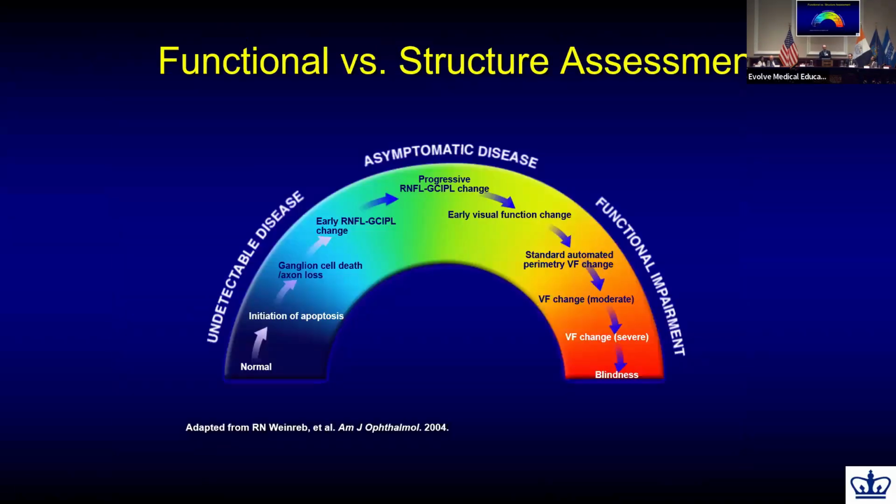More recently, of course, and this is an article from Weinreb and Peng Khaw, looking at visual field change in the glaucoma continuum. Again, only in the latter part of the disease process do we see the visual field change, whereas if you're looking at the optic nerve and retinal nerve fiber layer, you can detect the disease much earlier.